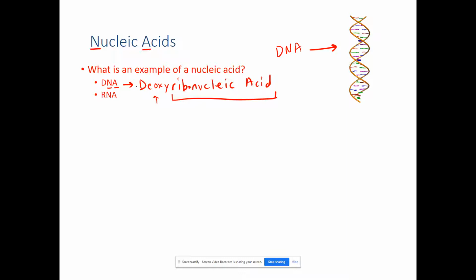Oh, I forgot to do this. So DNA, if we're going to outline or underline all three, we have DN, deoxyribonucleic acid. That's where the D and A comes from. Okay, so RNA is just ribonucleic acid.